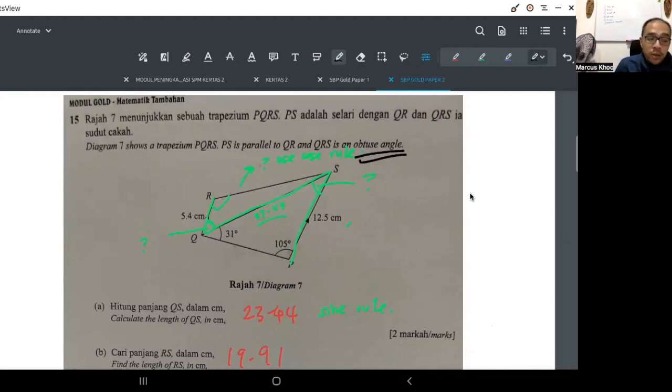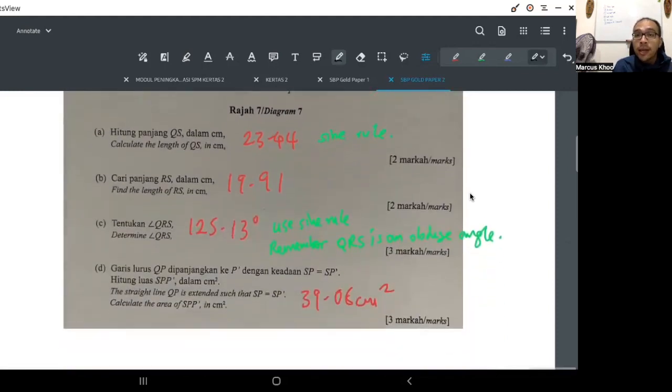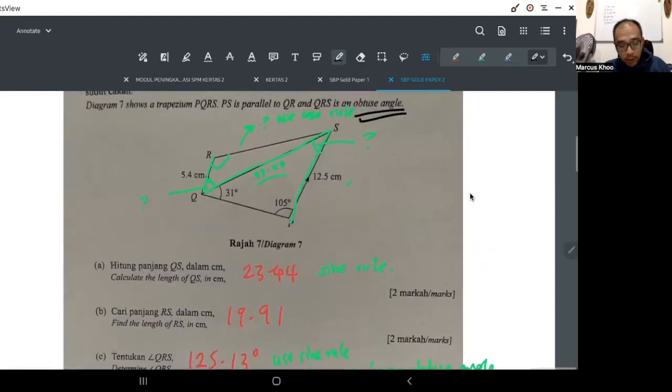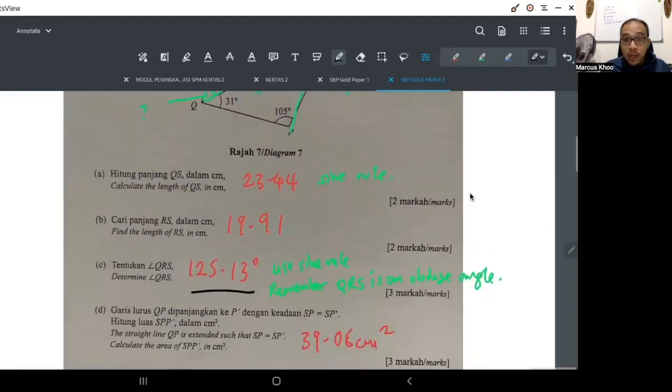So our calculator is not that smart lah. They can tell you the normal angle, they can't tell you the obtuse angle. So you will have to do the extra work to get this 125.13. So let the words obtuse angle be a very big clue to you lah.